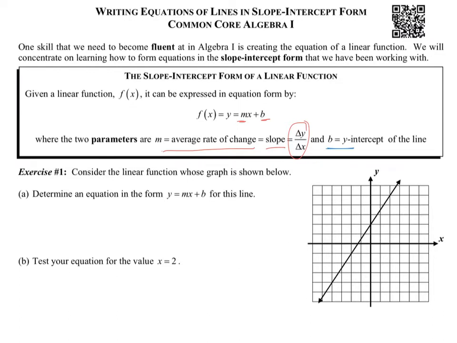So let's look at this graph. We're going to need to figure out what the equation is. It's always easiest to find the y-intercept first. It's where it crosses the y-axis. So the b is 2. Now we need to find the m.